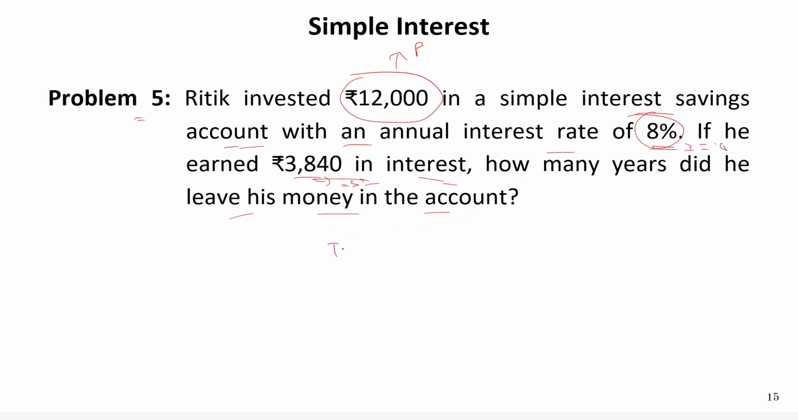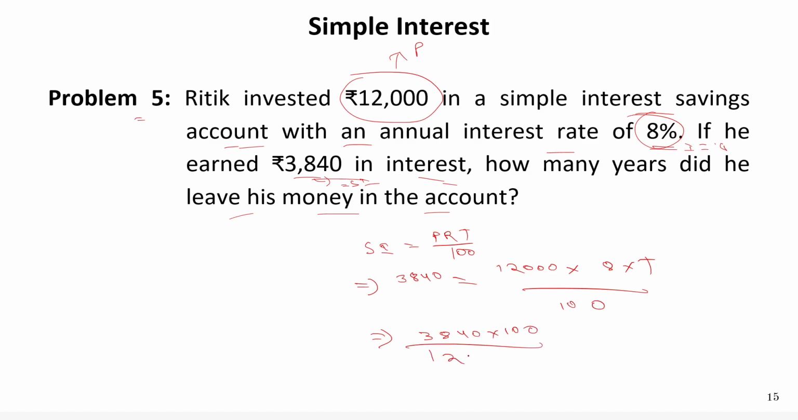How many years? Again we can use the formula, SI is equal to PRT by 100, because R is in percentage here. So 3,840 in simple interest is equal to what? The principal is 12,000, so 12,000 into R. R is equal to 8 here, and T is unknown, so we left it as T. So by 100, right, because the rate is in percentage here. So this will be 3840 into 100 whole by 12,000 into 8 is equal to T.